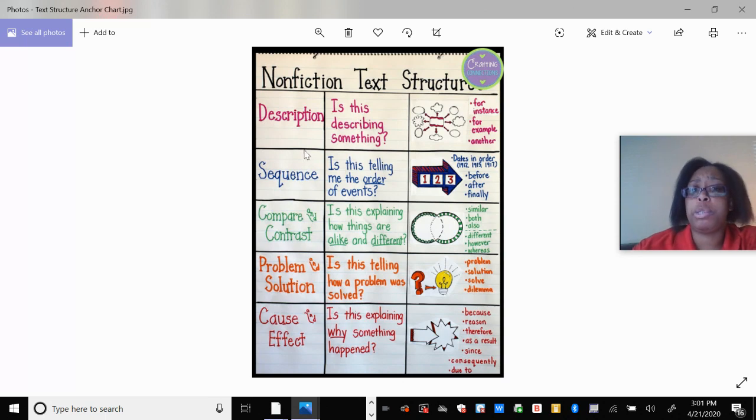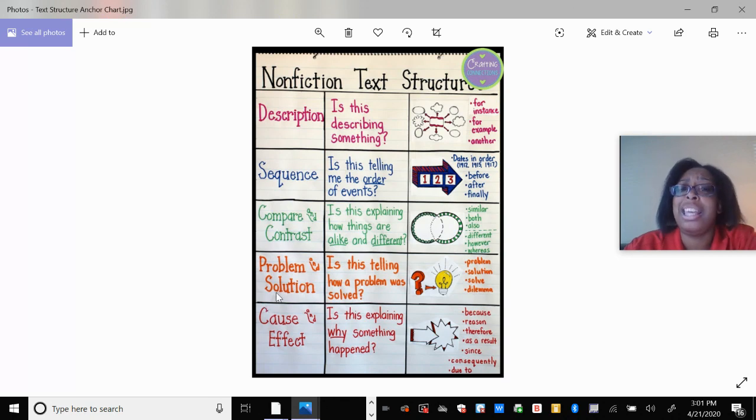So is this a description? Is it describing something? Is it using words like for example or for instance? Sequence. Is this telling me the order of events? Does it have dates in order? Is it using finally, next, then, last? Compare and contrast. Is this explaining how things are alike and different? Is it using words like similar, both, different?